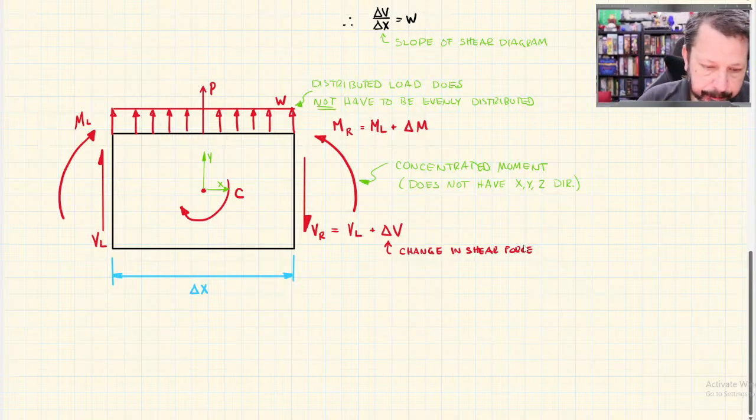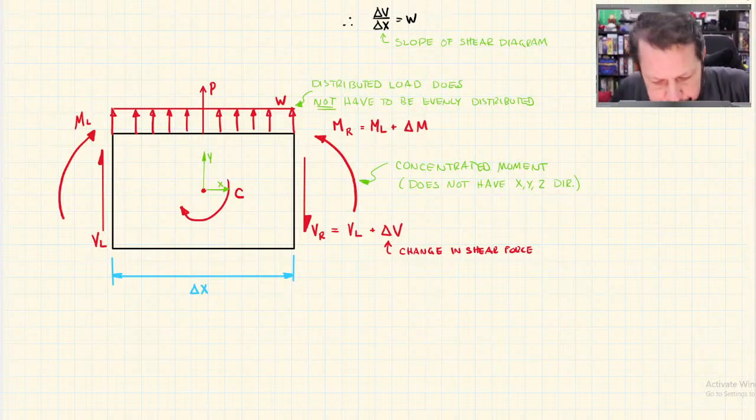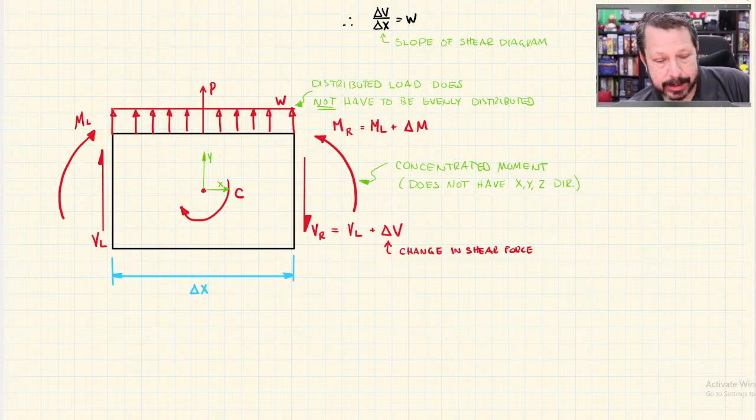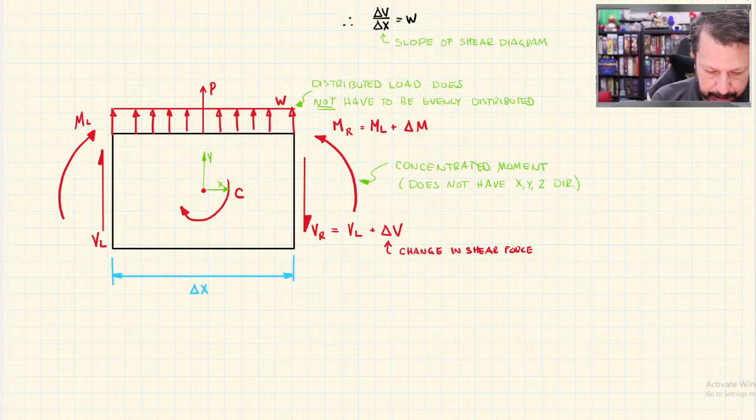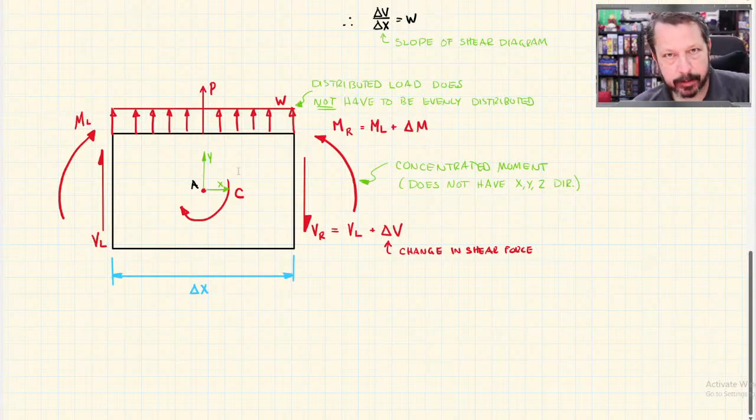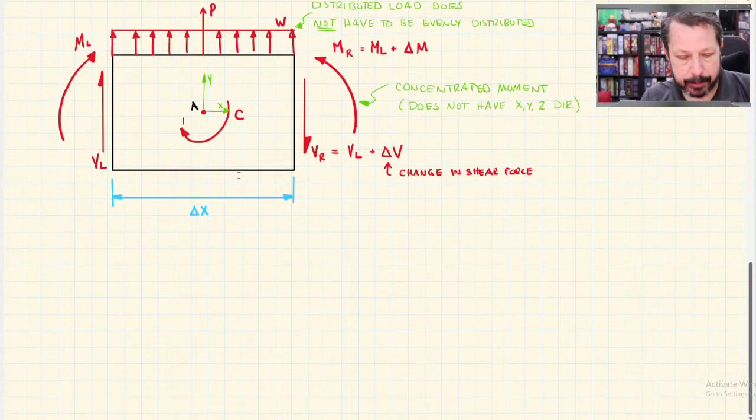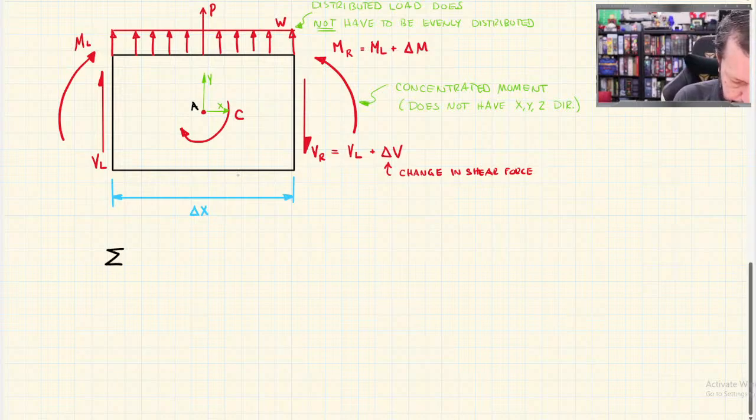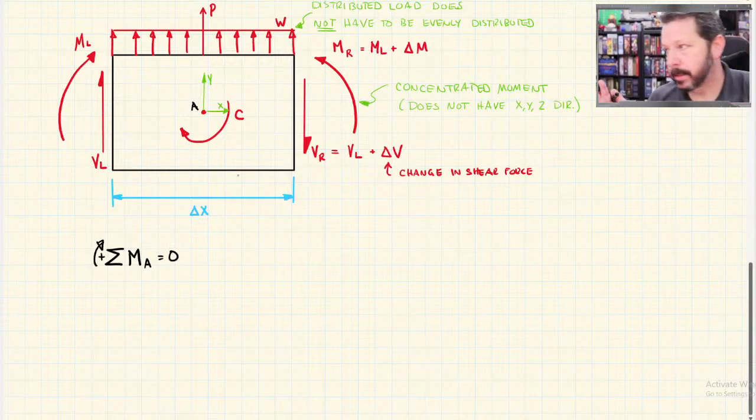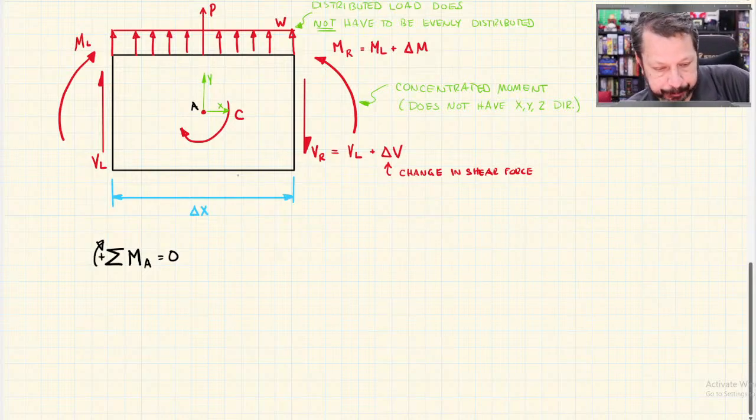All right. So here we're going to do the same thing, except previously we wrote the summation of forces in the y direction. Now we're going to write summation of moments, and we're going to write moments about this center point. I'll call it A. So that's center point A. We're going to write summation of moments about that point. I will say clockwise moments are going to be positive in this equation.